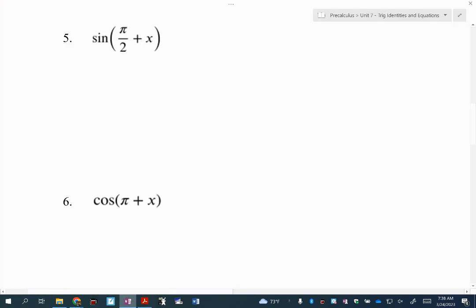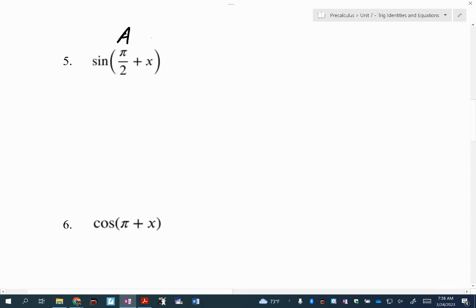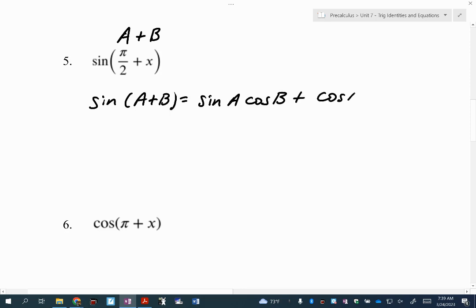All right, so the first one says sine, and I'll just go ahead and make this A and this angle B, and we're doing A plus B. So let's go ahead and just write the formula. The sine of A plus B is the sine of angle A times the cosine of angle B plus the cosine of angle A times the sine of angle B.